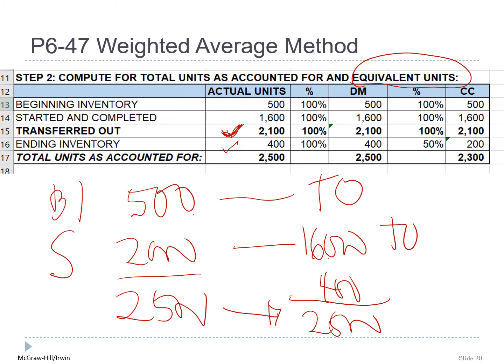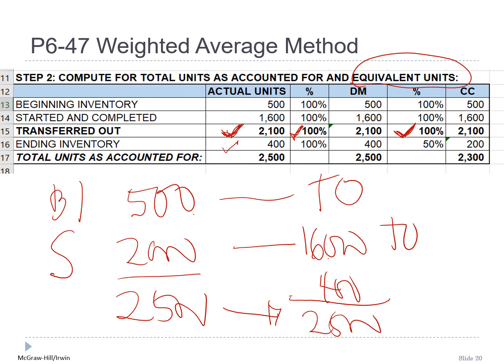So, as you notice, para makompute yung EUP, we need the percentage of completion. Dahil weighted average to, laging ganyan. Basta weighted average, yung transferred out mo is always 100% as to direct materials and 100% also for conversion cost. Kasi nga transferred out. So, hindi siya matatransfer from Department A to Department B kung hindi siya 100% complete as to direct materials and as to conversion cost. Kaya tignan mo yung ending.